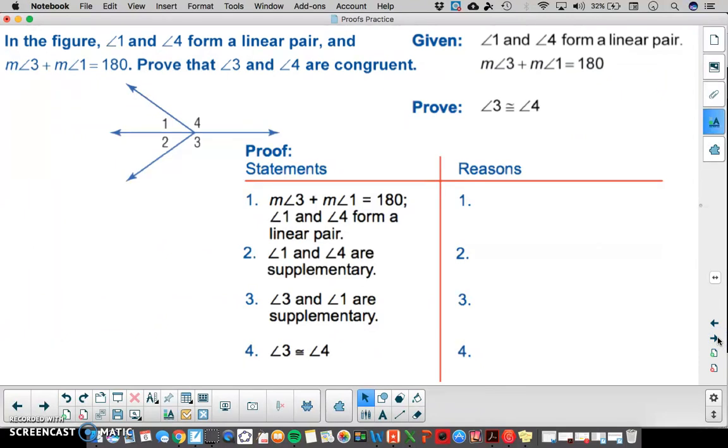Here I have some given information that angle 1 and angle 4 form a linear pair, and the measure of angle 3 plus the measure of angle 1 equals 180. So we're using this diagram here to prove that angle 3 and angle 4 are congruent. You're given angle 1 and angle 4 are a linear pair, and angle 3 and angle 1 add to 180. I've given you the statements for this proof, and I want you to fill in the reasons.